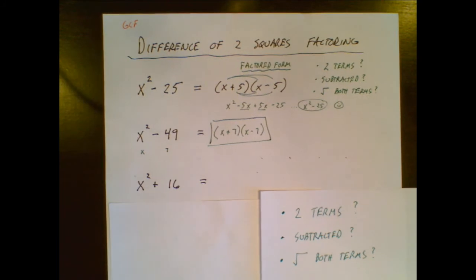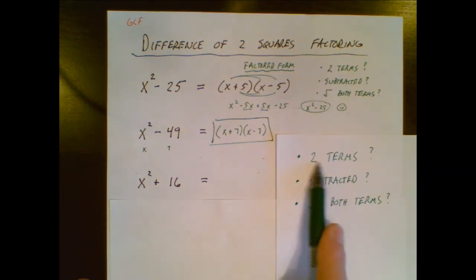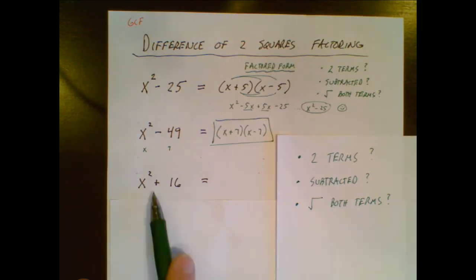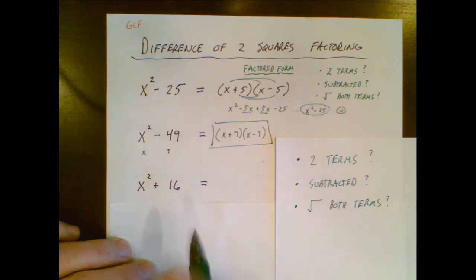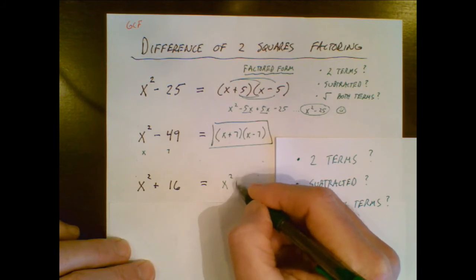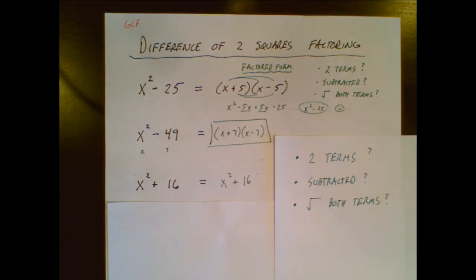Let's take a look at this next one. Oh, I like that because the square root of 16 is 4, but there's danger here. I can't say yes to all three of these questions. Are there two terms? Yep. Is it subtracted? Ooh, no. So if it's not, then in this case, it's not factorable. If it's not factorable, I can't change it into factored form, so I just rewrite it as x squared plus 16.